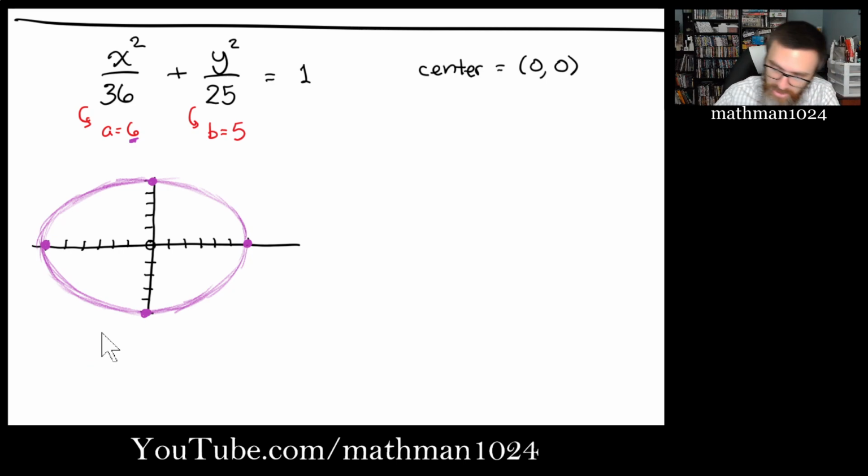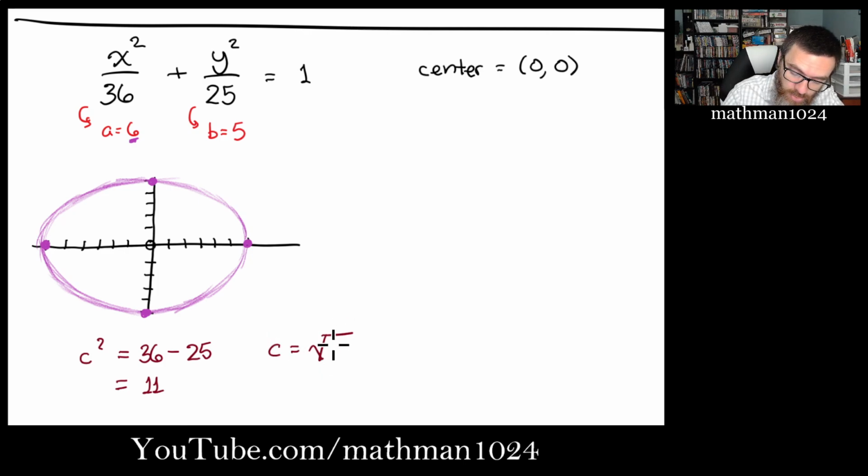So switch back to the pen. C squared is supposed to be the difference of these two guys. So always take the larger one and then subtract off the smaller one, like this. And 36 minus 25 is equal to 11. Now this is C squared, mind you. So that means that the value for C is going to be the square root of 11. That means that from my center, my foci are going to be this many units away from it.